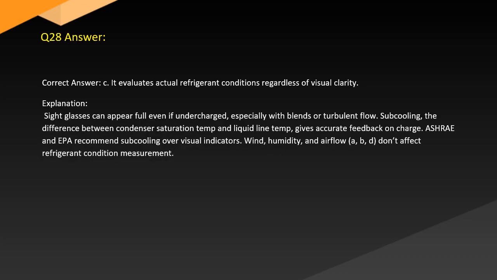Answer. Correct answer: C. It evaluates actual refrigerant conditions regardless of visual clarity. Explanation. Sight glasses can appear full even if undercharged, especially with blends or turbulent flow. Subcooling, the difference between condenser saturation temp and liquid line temp, gives accurate feedback on charge. ASHRAE and EPA recommend subcooling over visual indicators. Wind, humidity, and airflow (A, B, D) don't affect refrigerant condition measurement.